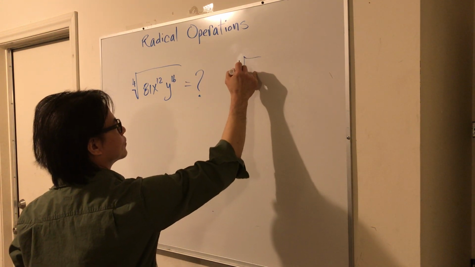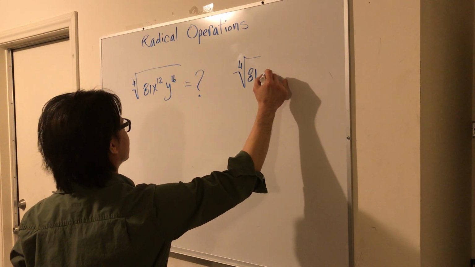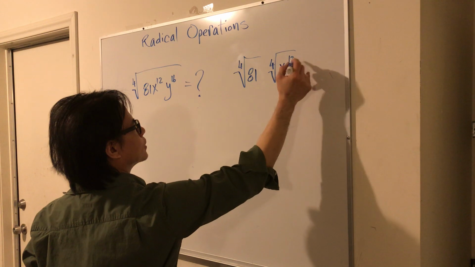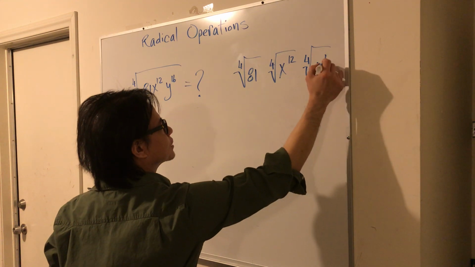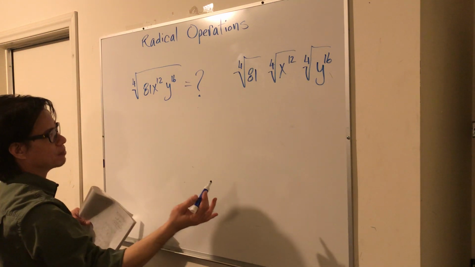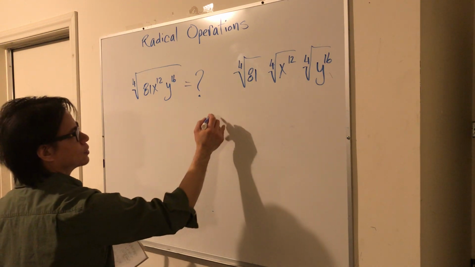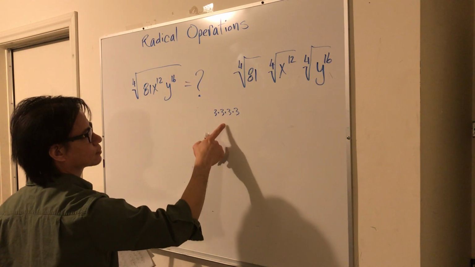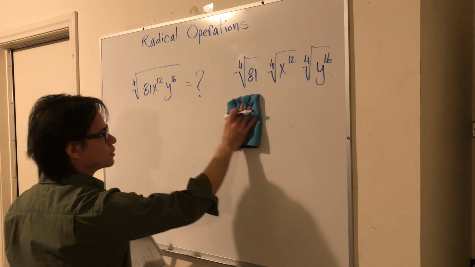So you have the 4th root of 81, and then you have the 4th root of x to the 12, and then you have the 4th root of y to the 16. Okay, so again, for this one, same approach. Ask yourself what number times itself 4 times gives you 81. So you have 3 times 3 times 3 times 3. So this will give you 3.